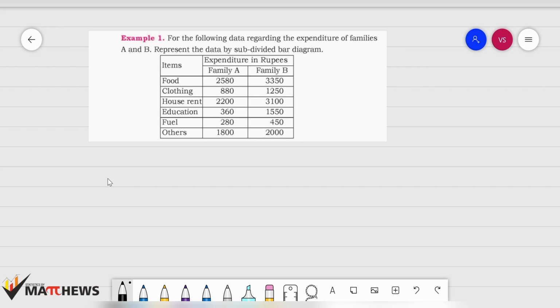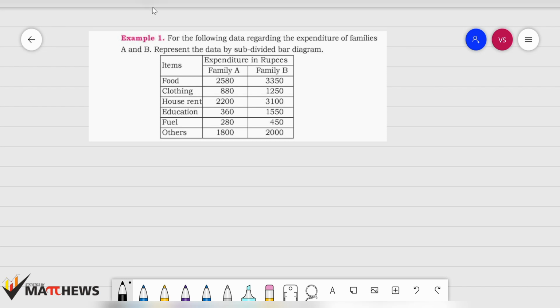To make you comfortable with the component bar diagram and subdivided bar diagram, I am taking one problem from the textbook, which is displayed on the screen. You can see it very well here. I will take this problem and help you draw this subdivided bar diagram. Okay, so understand this, students. Let's first see the question here.